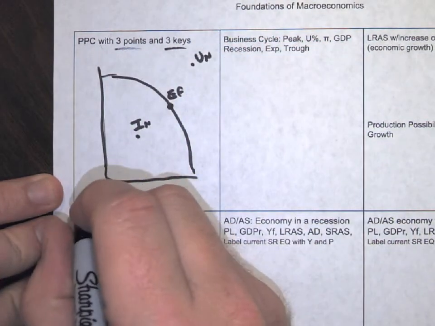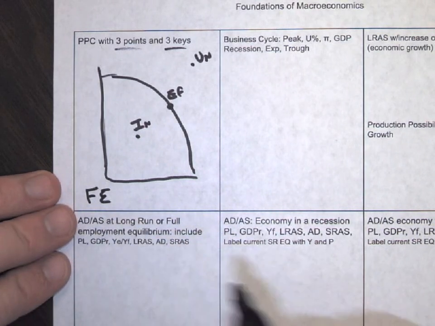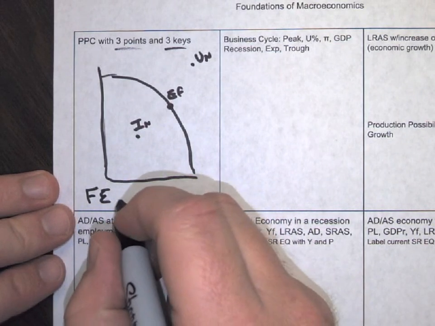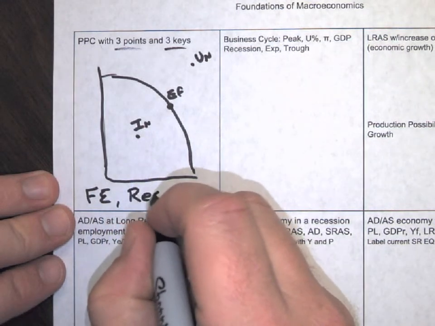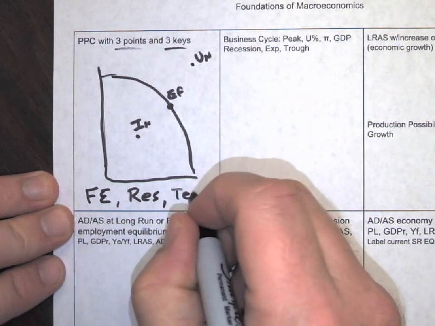And our 3 keys are full employment. That means all the people that want jobs have jobs and they're doing well at those jobs. We have full employment. Resources. That means the quality and quantity of our resources is as good as possibly could be. And of course our technology.